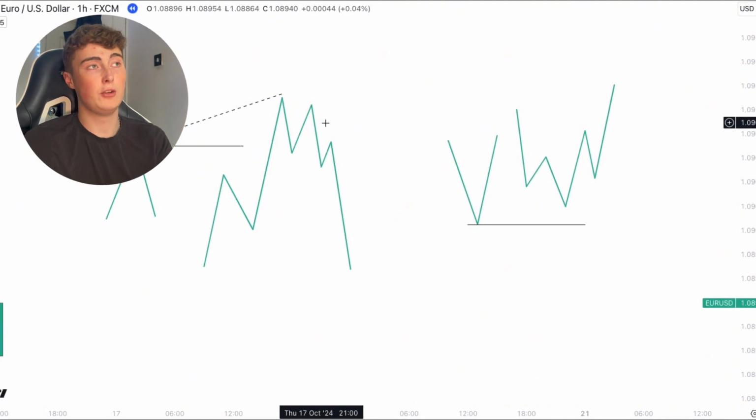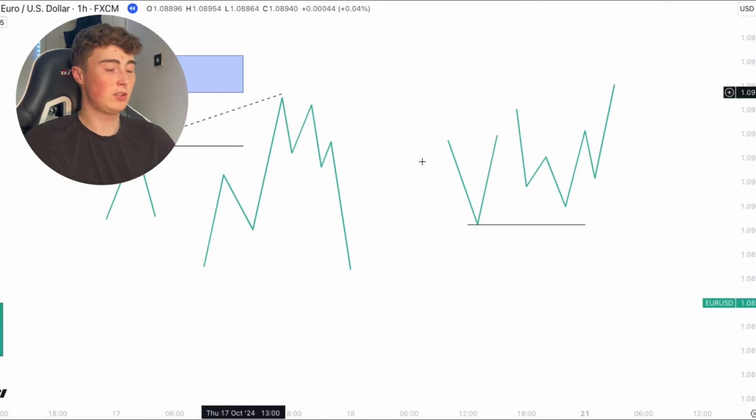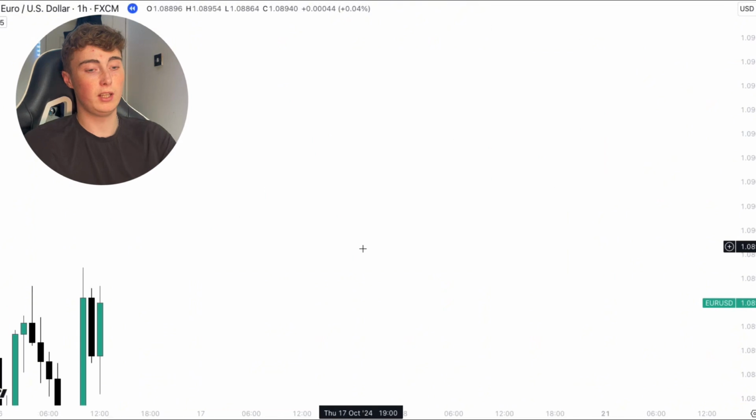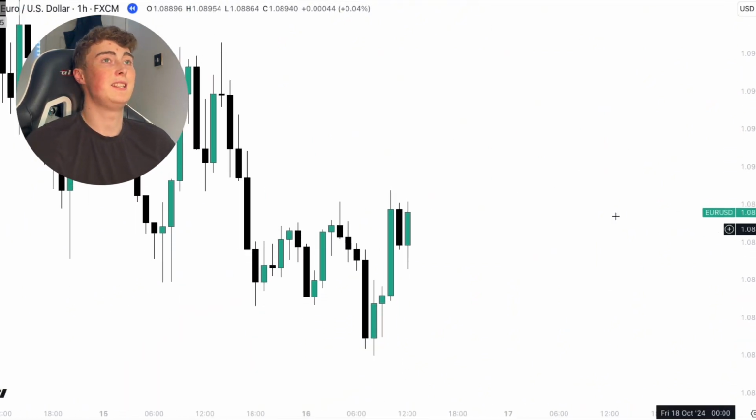But this is before I knew what SMT divergence is. Obviously now I know that it's actually a good thing when this happens. And yeah, it stopped me from waiting too long, hesitating and actually missing trades. So let's look into a real example of this I managed to capitalize on yesterday.